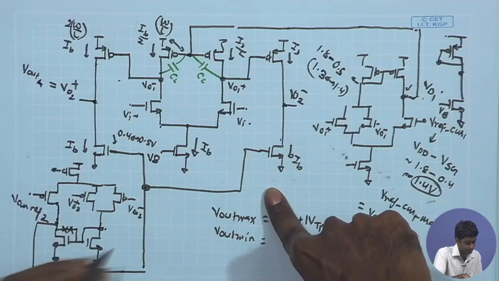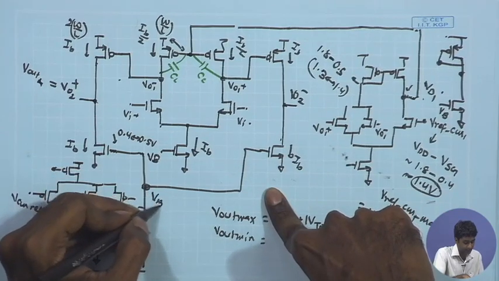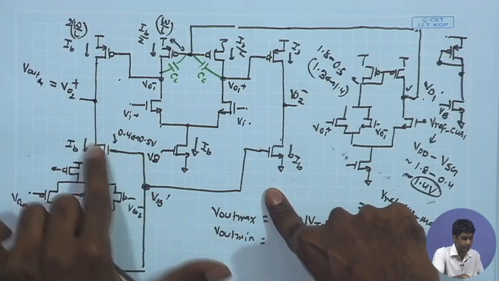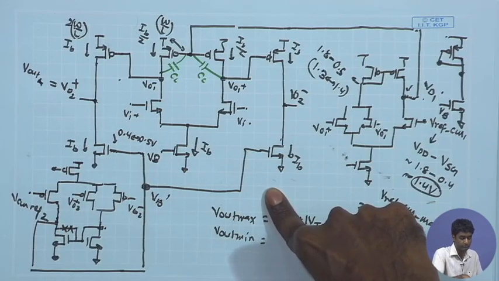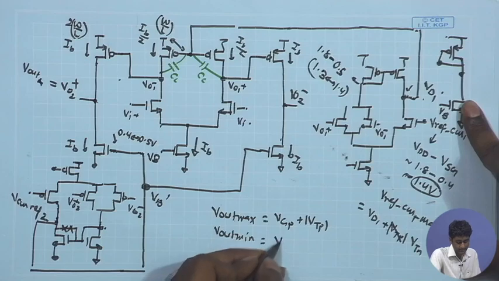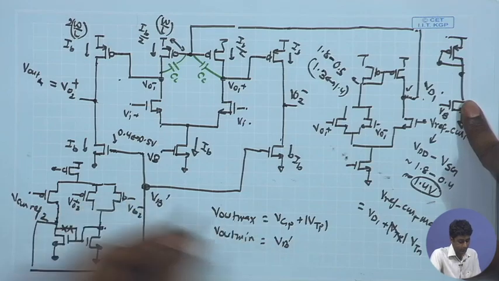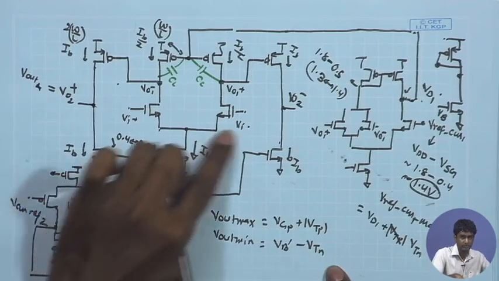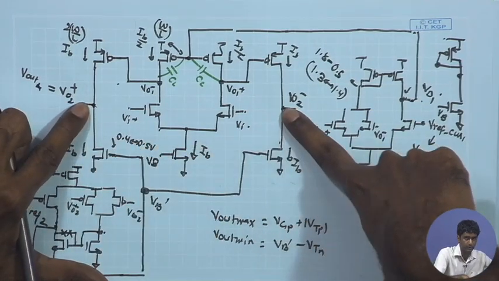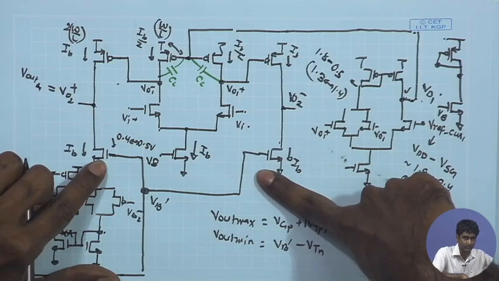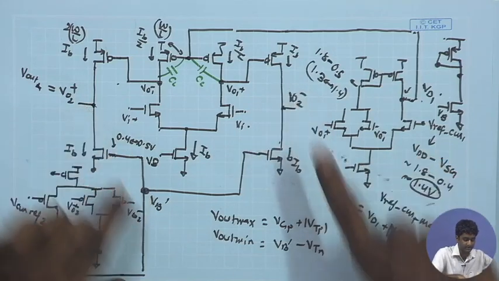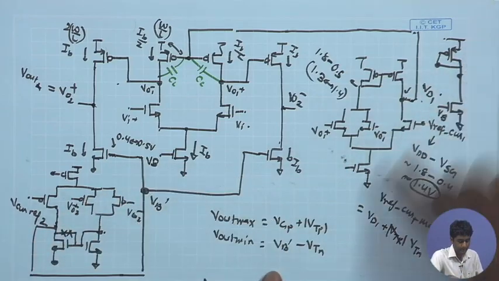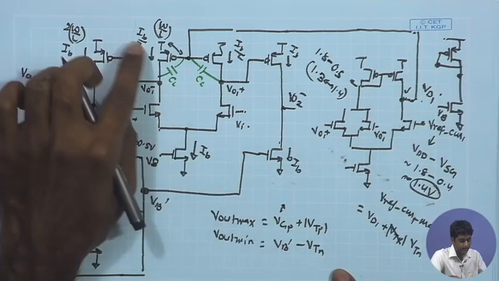I should call this VB dash because this is the VB which is DC bias coming from some fixed reference, and this is the VB dash provided by the common mode feedback. So, this is going to be VB dash minus VTn. So, for a given VB dash which is coming from the common mode feedback amplifier, the minimum output level that you can have over here while keeping this NMOS in saturation will be equal to this VB dash minus VTn.